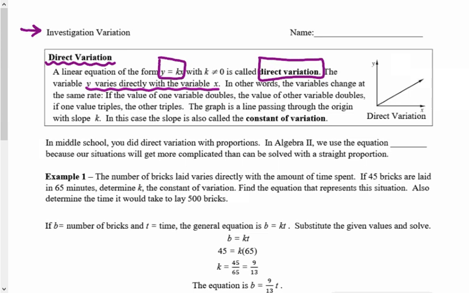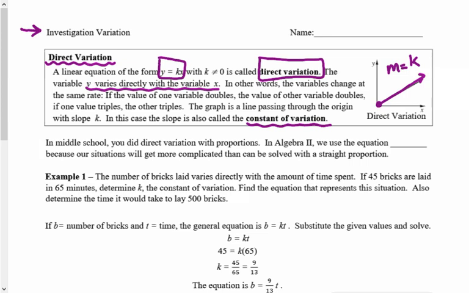The graph over here is a line that passes through the origin. It's a straight line, and the slope of this graph is called k, where k is the constant of variation or the rate of change, how they vary to each other.